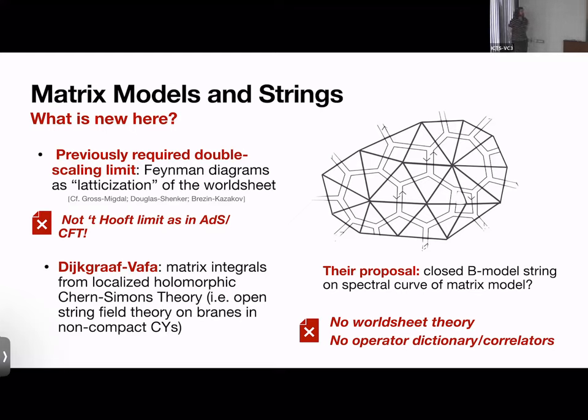Yeah, exactly. Okay, so what we're going to try to do today is to remedy these things, which is to both look at this 't Hooft limit and to really try to imagine that we can derive some sort of worldsheet theory, and in particular tell you how to translate between these single traces that we talked about on the matrix side and particular operators in the closed string side. That's really what we want to do.